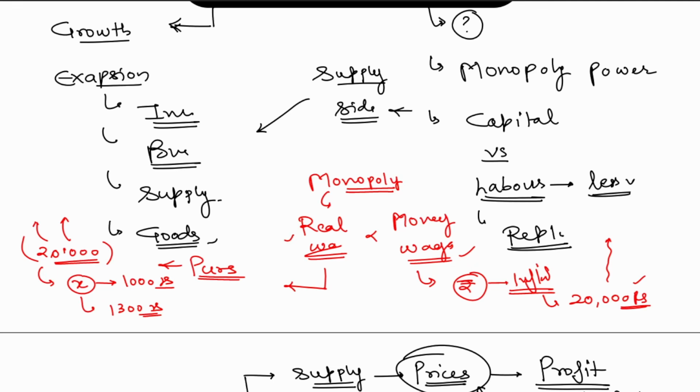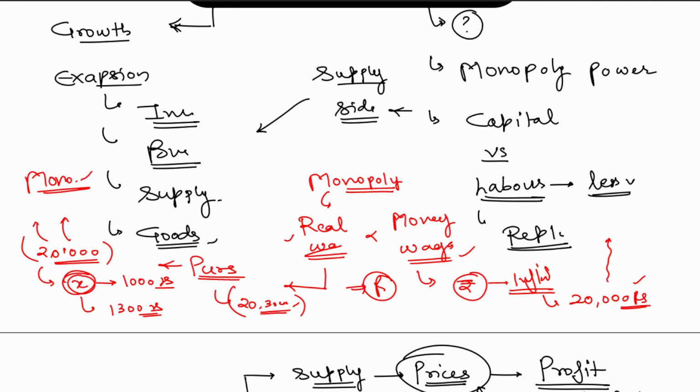Real wages reduced. So what should have happened? They should have been paid as per the inflation, let's say 20,300 rupees. Let's say overall inflation, they are only purchasing one product. So they should have been paid 20,300 rupees for this real wage to be the same for both the years. So this is being affected in a monopoly market.